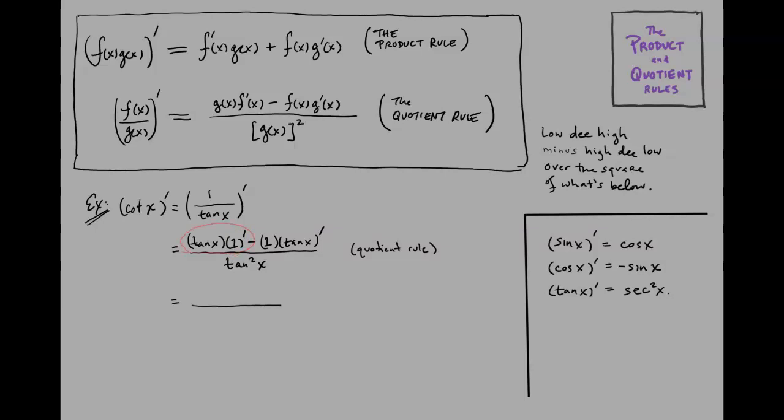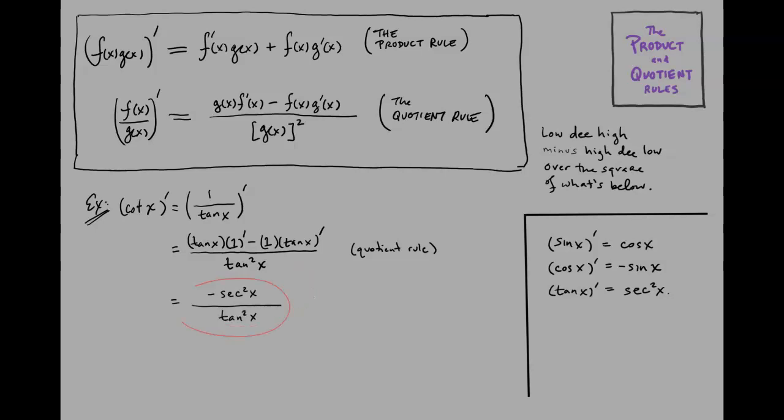So that whole piece right there is 0. As for what remains, we've got a minus 1, well, the 1 isn't doing anything, times the derivative of tangent. And we just proved that the derivative of tangent is secant squared. So this second term just becomes minus secant squared, and that's our numerator now. Downstairs we still have tangent squared x.